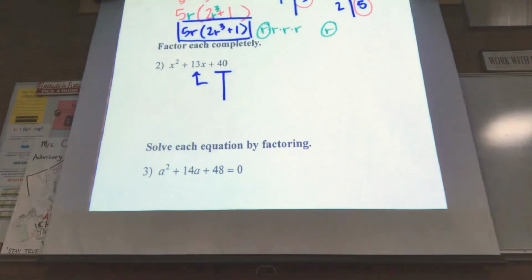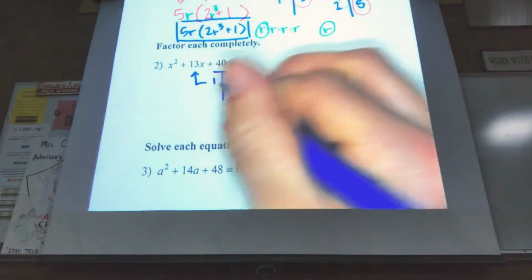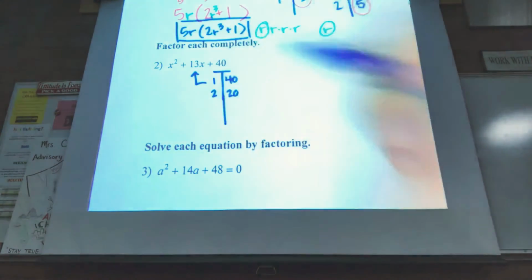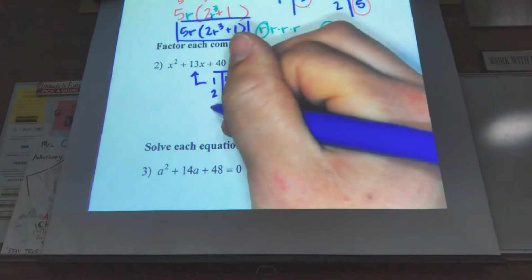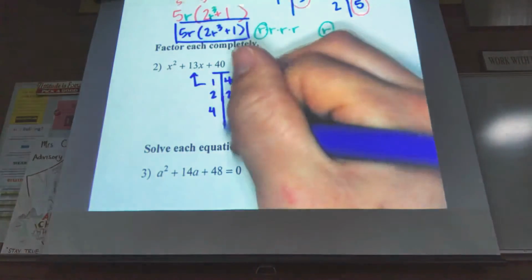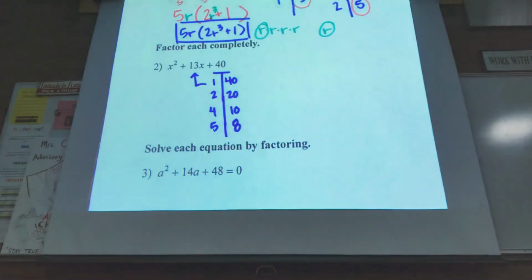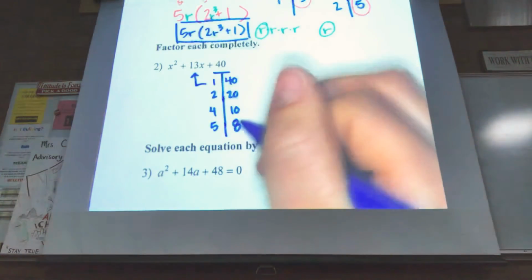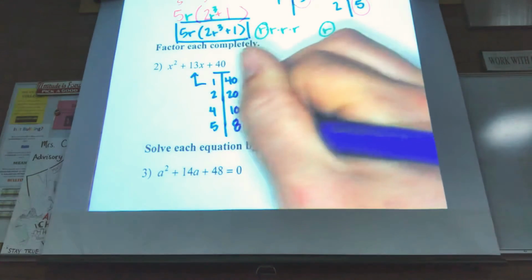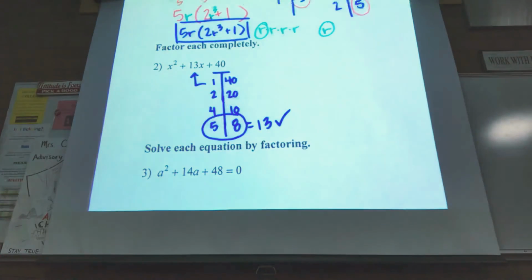I suggest just making a t-chart really quick. For 40, we have 1 times 40, that would be 41, not quite. 2 times 20, that would be 22, not quite, so let's keep going. 3 is not a factor. 4 times 10, not quite. Let's keep going. 5 times 8, and hold on, 5 plus 8, right? 5 times 8 gives us 40, but 5 plus 8 gives us 13. Check. These are our two factors.